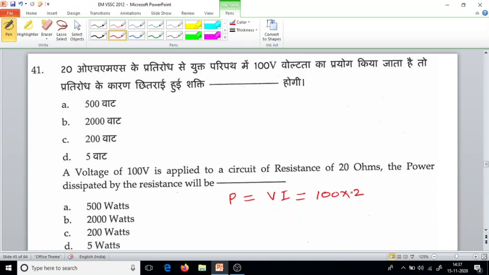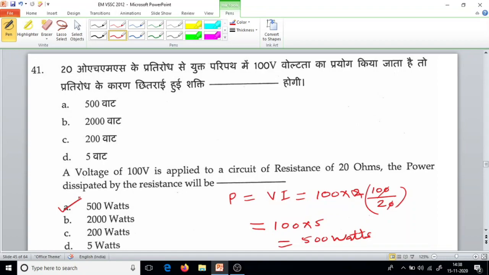R. Now power distributed. 100 volt is applied to a circuit resistance of 20 ohms. So what is I? I equals V by R. V is 100 volt divided by R equal to 20 ohms. This is VI. Power equals V into I. So that is 100 multiplied by 5. That is 500 watts. The answer is option A.